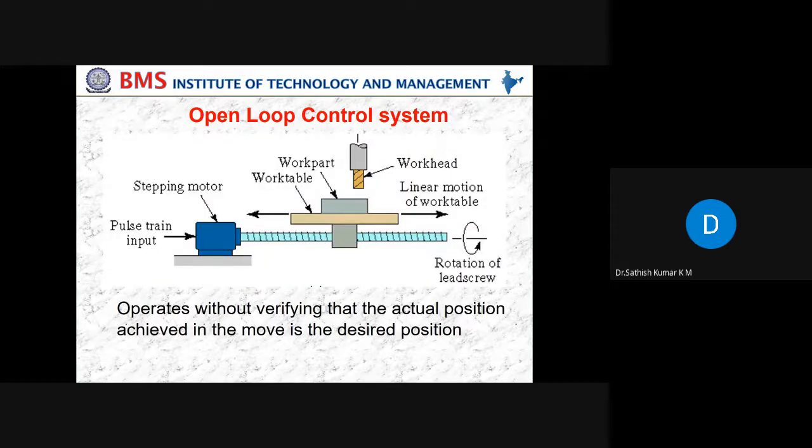Now observe, this is the open loop control system. We have a stepper motor and a lead screw, and the work table has to be moved. Assume I have given a command to move the work table by 20 millimeters. The motor in turn rotates the lead screw, by which the work table, which was here, moves this particular distance. This movement has happened because of the command I have given.